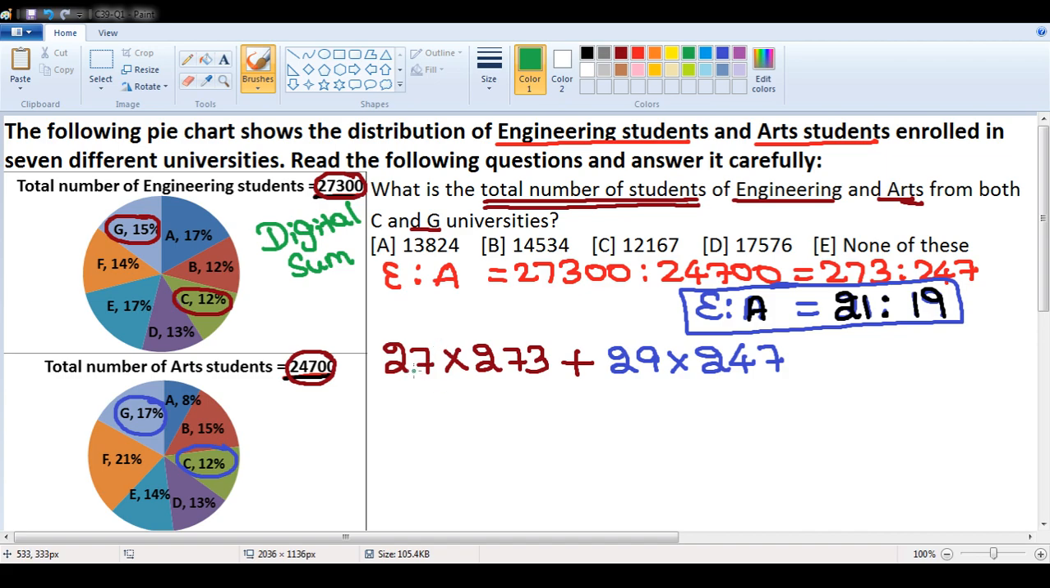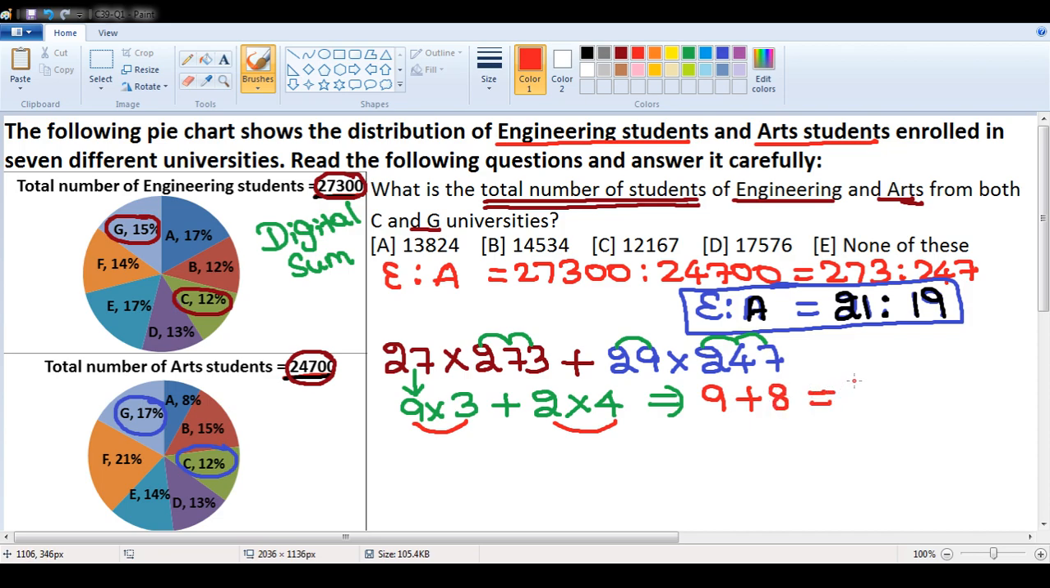If I apply digital sum, 2 plus 7 is 9. Write down 9. 9 plus 3, 12. 12 is not a single digit number. Again add the digits of 12. 1 plus 2, 3. Write down 3. 2 plus 9 is 11. 11 is 1 plus 1, 2. Write down 2. 2 plus 4, 6. 6 plus 7, 13. 13 is 4. If I further simplify, this is 9 into 3, 27. This will be 9 again. 2 into 4, 8. 8 is already a single digit number. 7 plus 9, 9 plus 8 is 17. 17 is not single digit. 1 plus 7 is 8. Question digital sum is 8. Answer digital sum should also be 8.